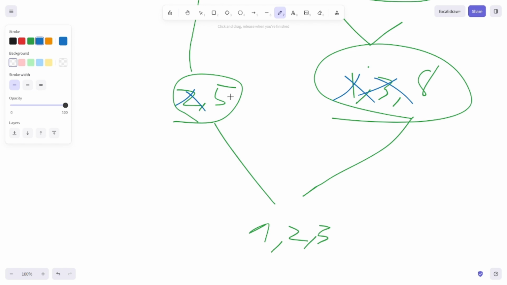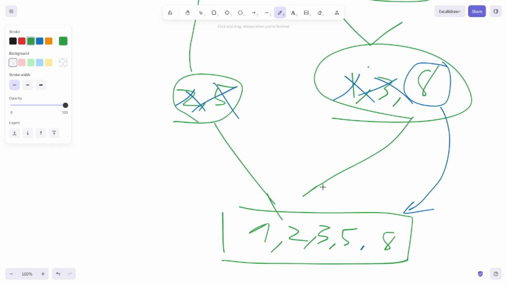So look at 5 and 8. What is smaller? 5 is obviously smaller than 8, right? Cross out 5. And what we have left now is 8. So everything that's left, we're going to add that. This is going to be our answer.